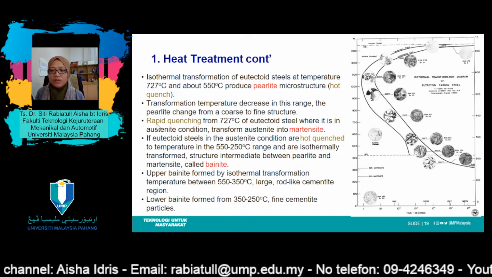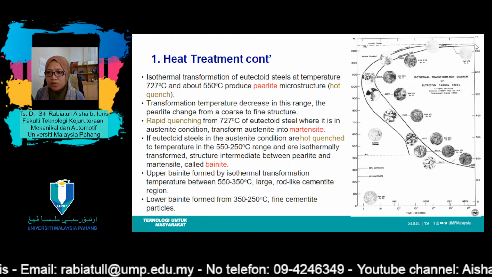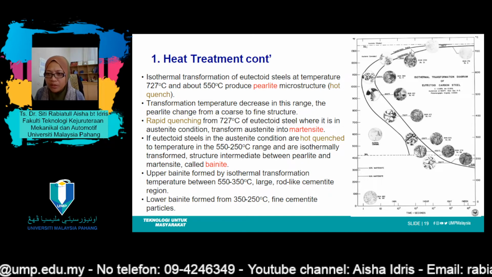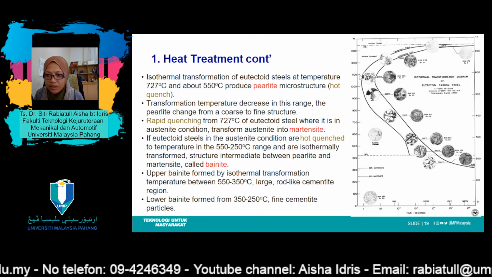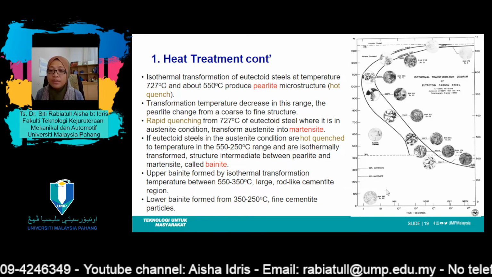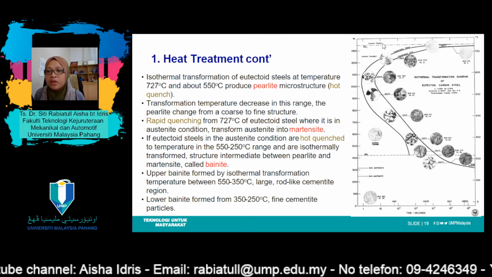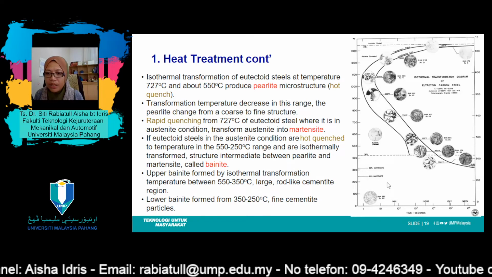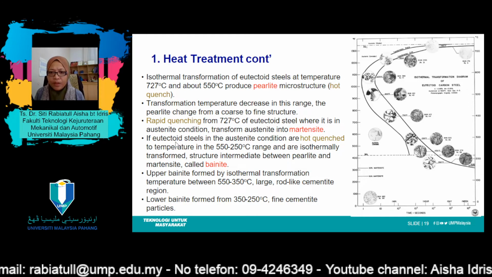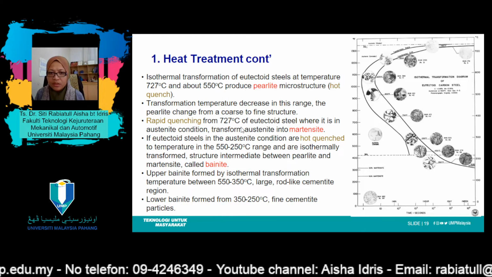Number 3, rapid quenching. From rapid quenching 727, rapid quenching from this point, it will turn into 100% martensite over here. Later on, you will see the line for 50% martensite and 100% martensite. So rapid cooling, starting from this point, reaching martensite. After that, this one 727 until 550.